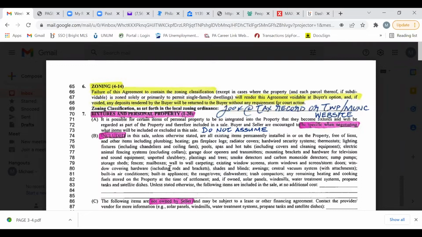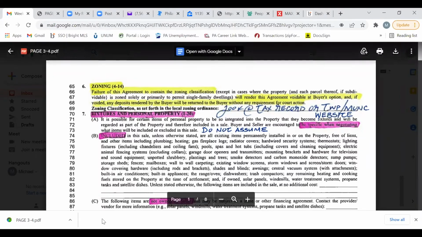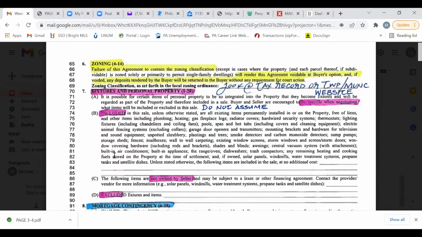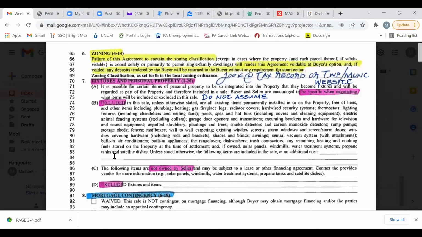So what that's saying is just don't assume. Be specific. That's kind of their little cover for the rest of these items that may or may not stay. Section B is what is included. These are pre-written items that are included in the sale of real estate.